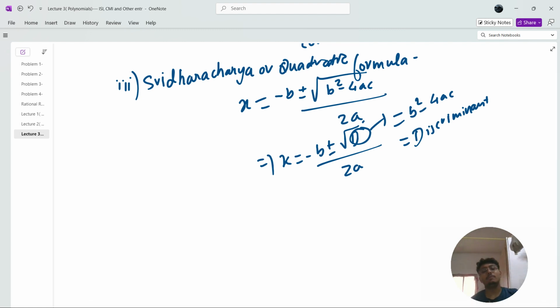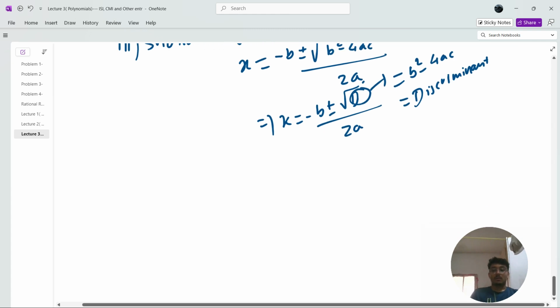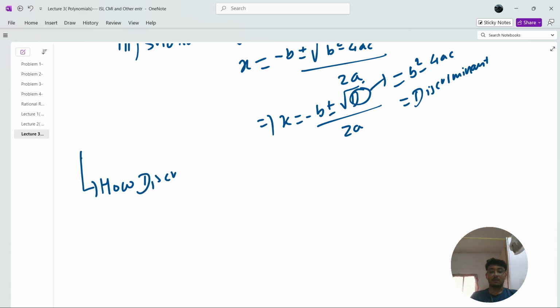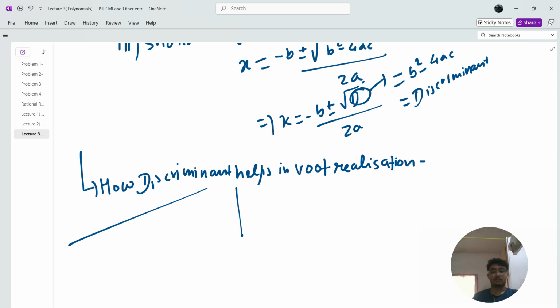Now the types of solutions which we can expect from a question will depend on the discriminant. There are 3 cases. So next thing is how the discriminant helps in root realization, that is, in finding out the types of roots.